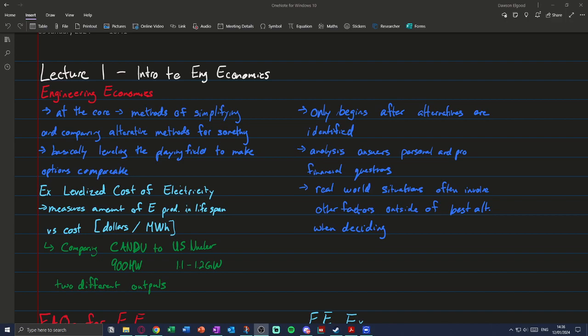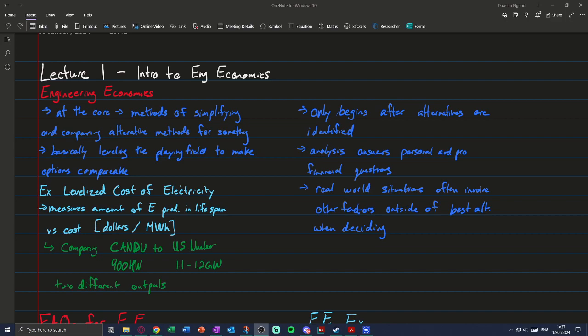An example of when you would actually use this is when you're comparing the CANDU nuclear power plant to a U.S. nuclear power plant. You can't really compare them directly, because the CANDU's output is 900 megawatts, while the U.S. nuclear plant is somewhere between 1.1 and 1.2 gigawatts. So you have two different outputs. How can you change the numbers so that they're on comparable fields?